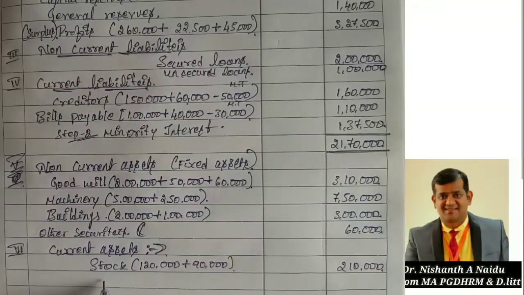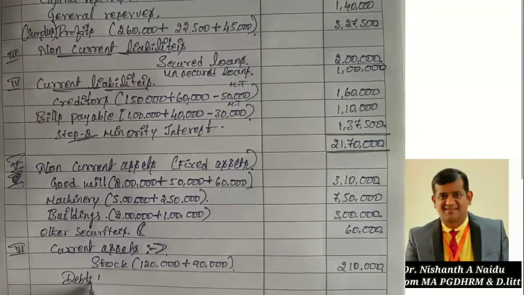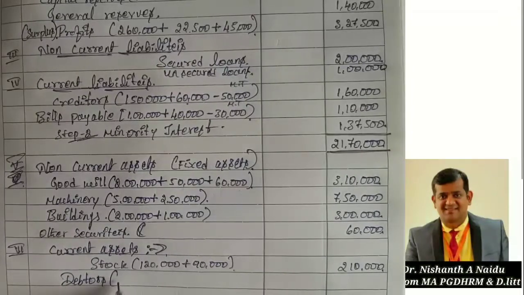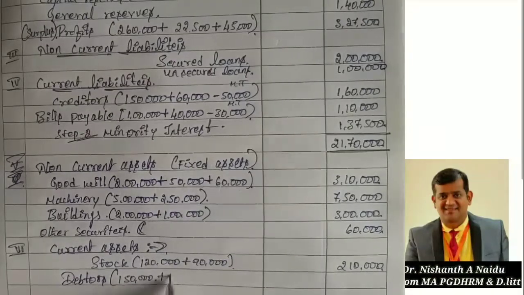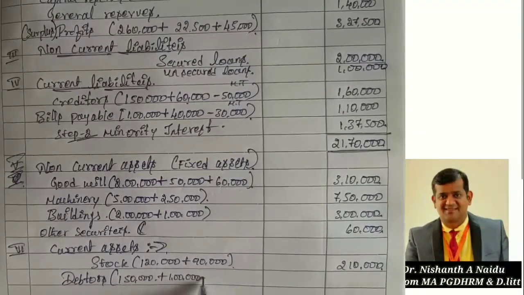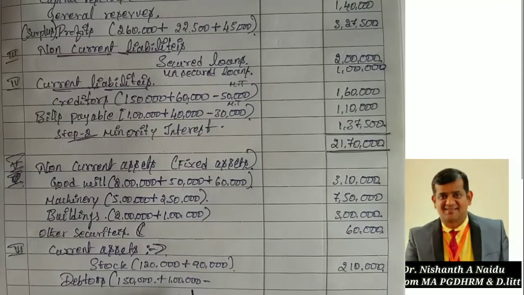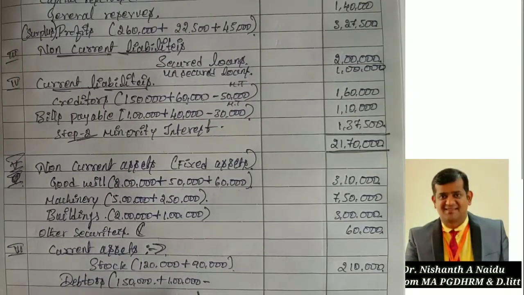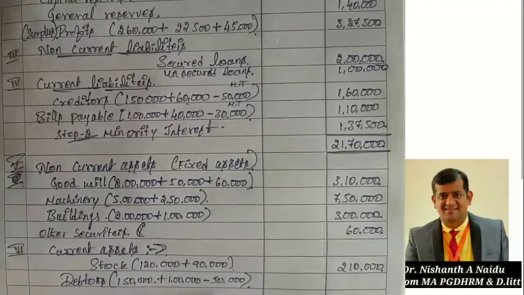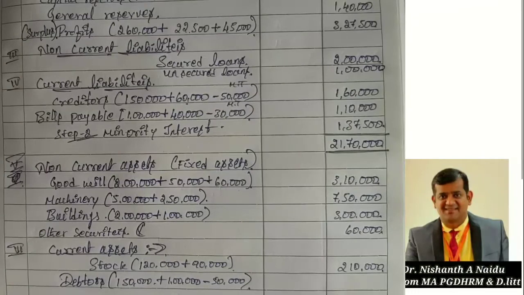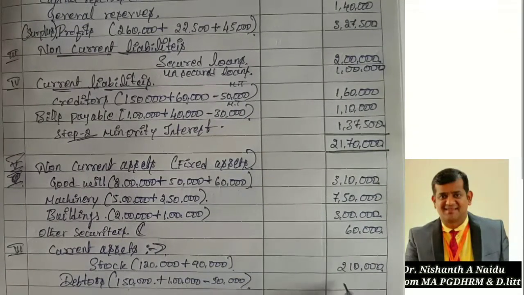Then we have debtors. The value is 1,50,000 plus 1 lakh, minus mutual transfer. In creditors we did 50,000, right? So minus 50,000, mutual transfer. If it is reflected in creditors, it must be reflected in debtors as well. So 2,50,000 minus 50,000 is 2 lakh.